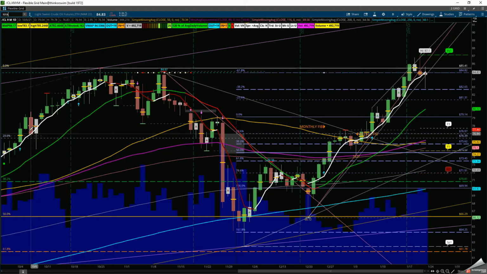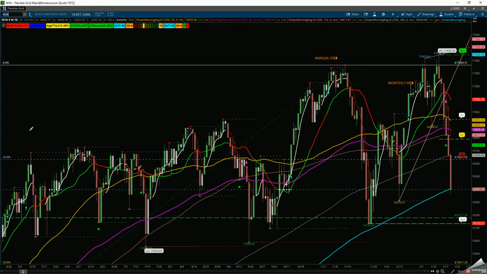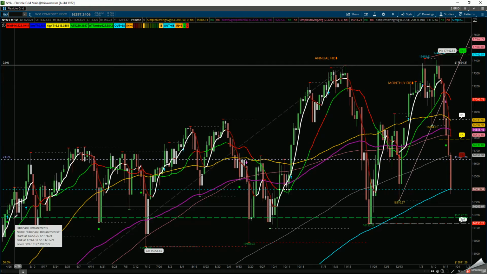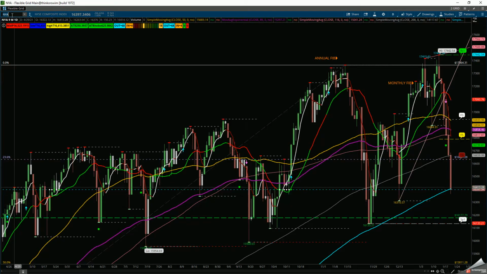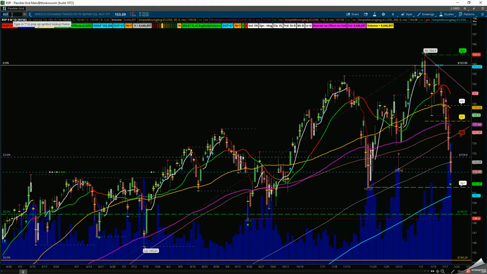ETFs. NYA, this is the New York Composite. We can see that the New York Composite has lost the 200 SMA as well as the 250, testing the mid-range between the 23.8 and the 38.2 Fib on the annual chart in NYA. Let's take a look at RSP. We can see it's below the 200 SMA, retracing a little bit.